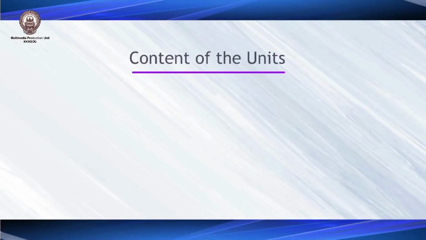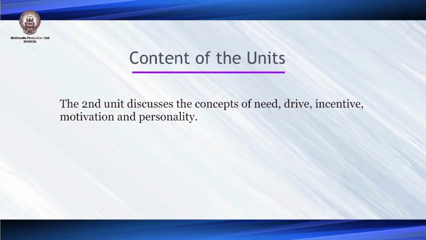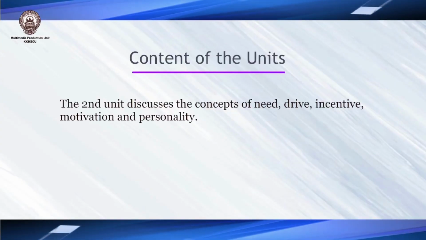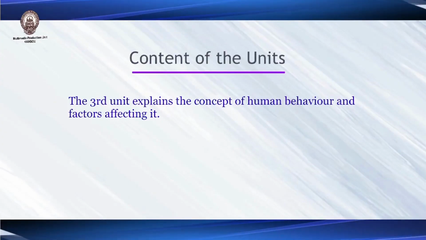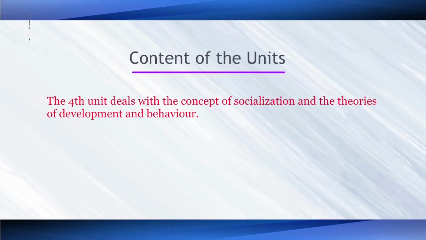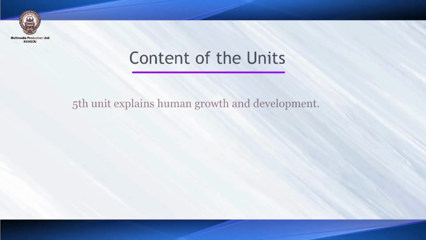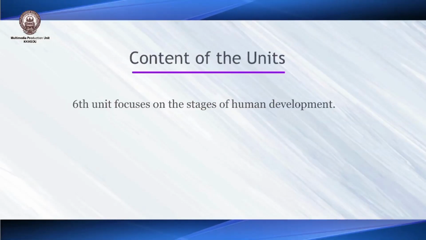The second unit of this course discusses the concepts of need, drive, incentive, motivation, and personality. The third unit discusses the concept of human behavior and the factors that affect human behavior. The fourth unit deals with the concept of socialization and the theories of development and behavior. The fifth unit explains human growth and development, an introduction to the principles of human growth and development, and moving on to the sixth unit, it focuses on the stages of human development.